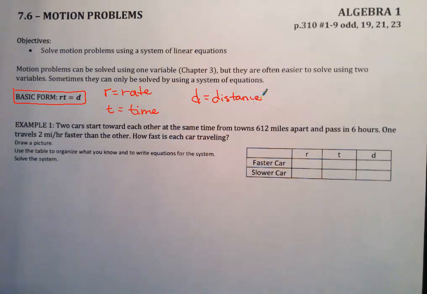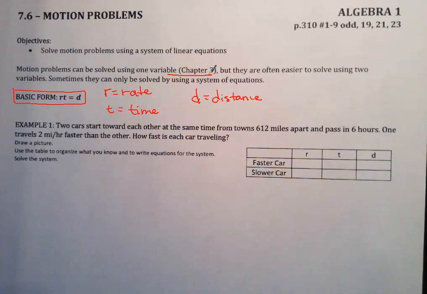So again, we solved these using one variable way back in chapter 3. But they're often easier to solve using two variables. We just didn't know how to do that then. So it's going to put some more tools in your toolbox. Okay? So we can use a system of equations. And I'm hoping that you're like, oh, this is so much easier.